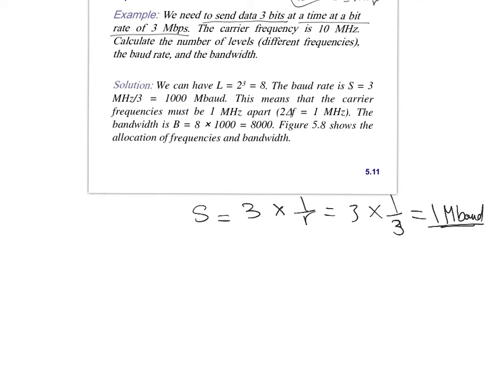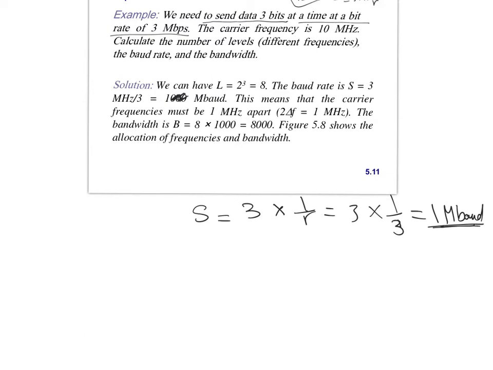Baud, no, it's baud. Baud is the unit for the signal rate, and the signal rate is the amount of change per second. Yes, it's the amount of change per second. In terms of units, the signal rate is measured using the baud, and this is actually 1. This is not 1000 here. So this is S.